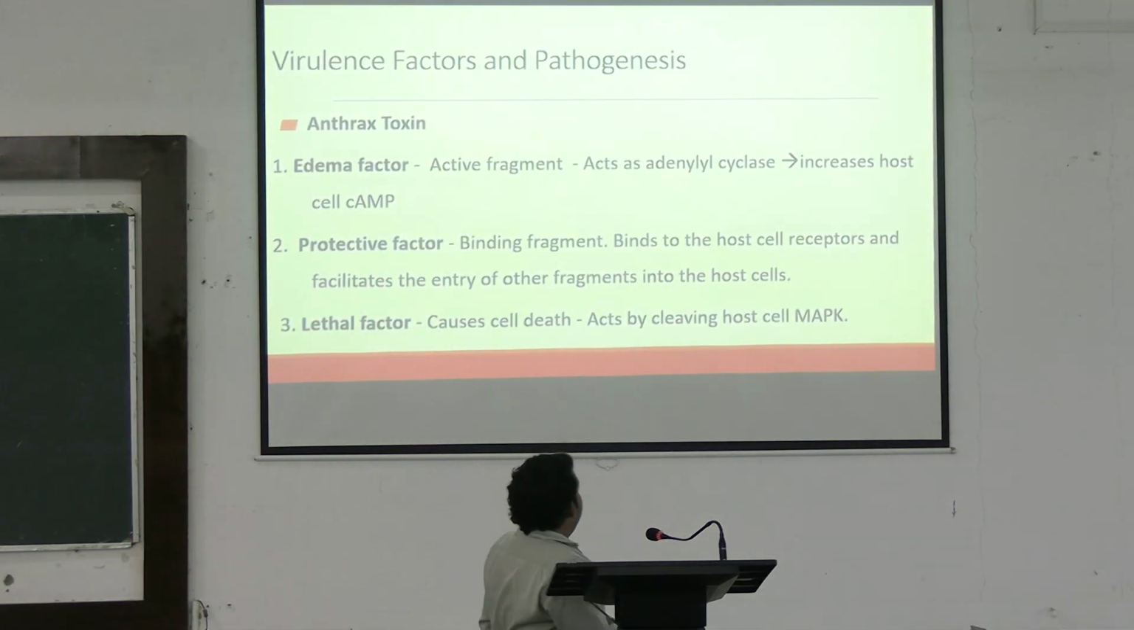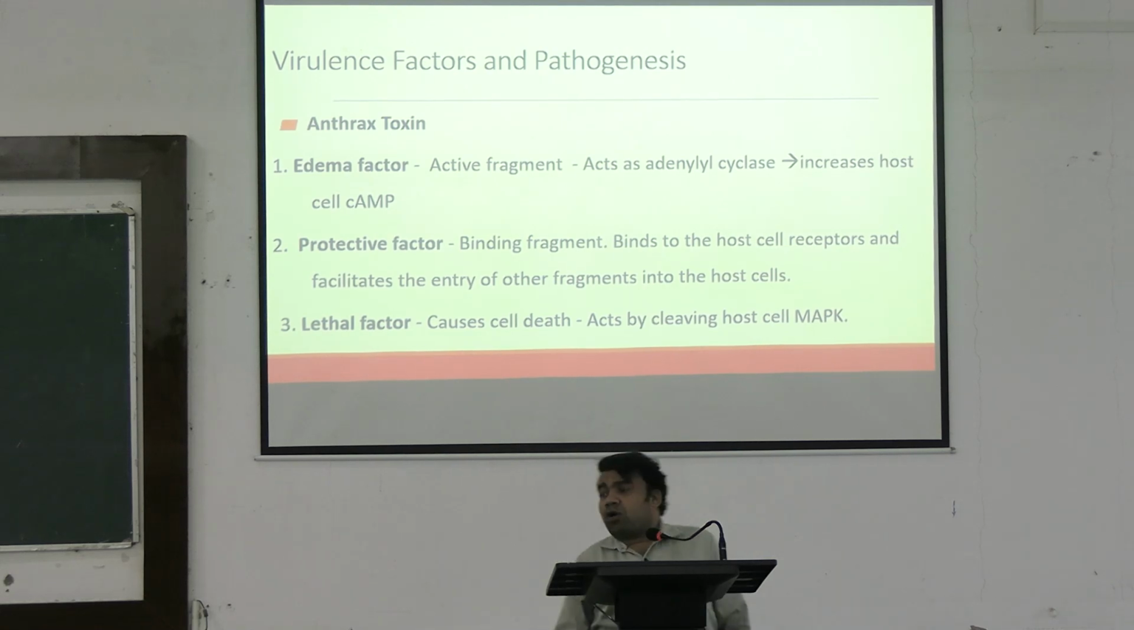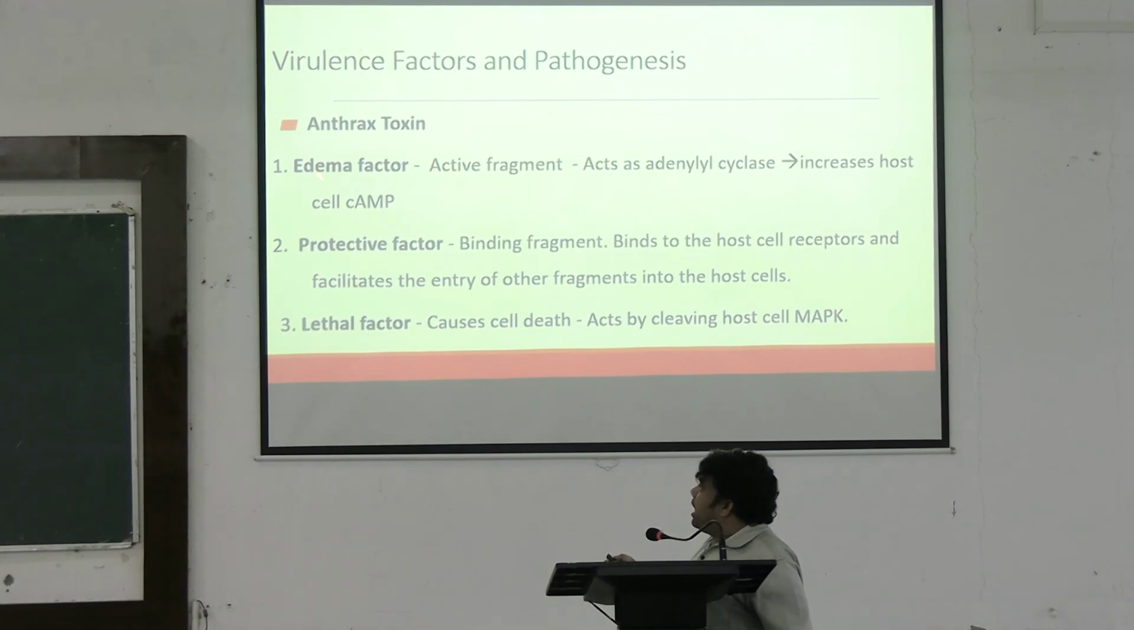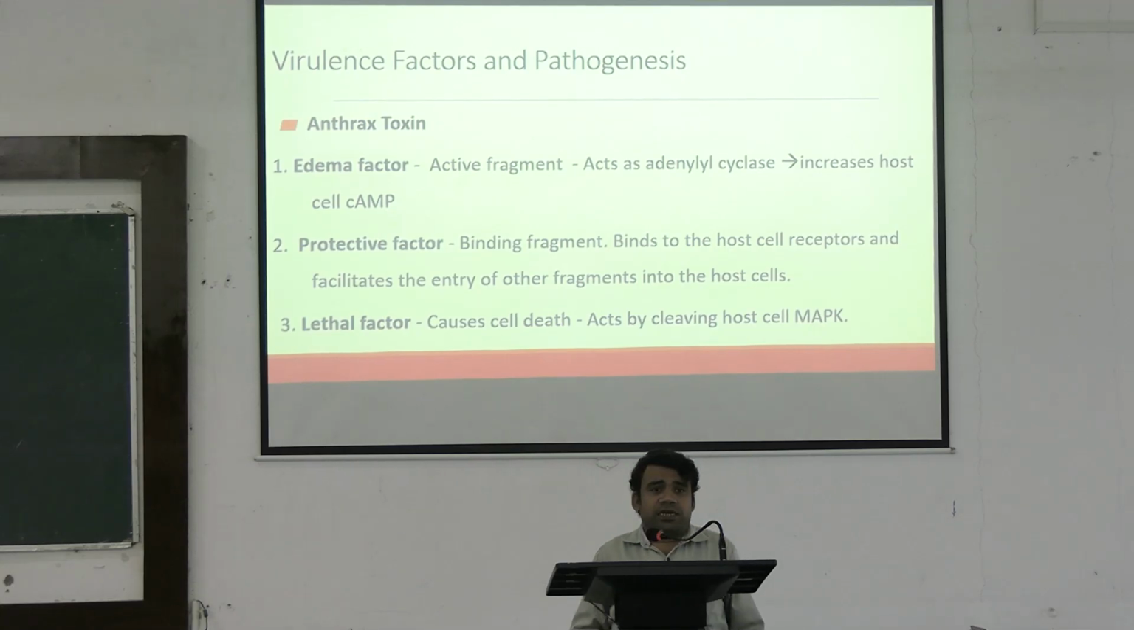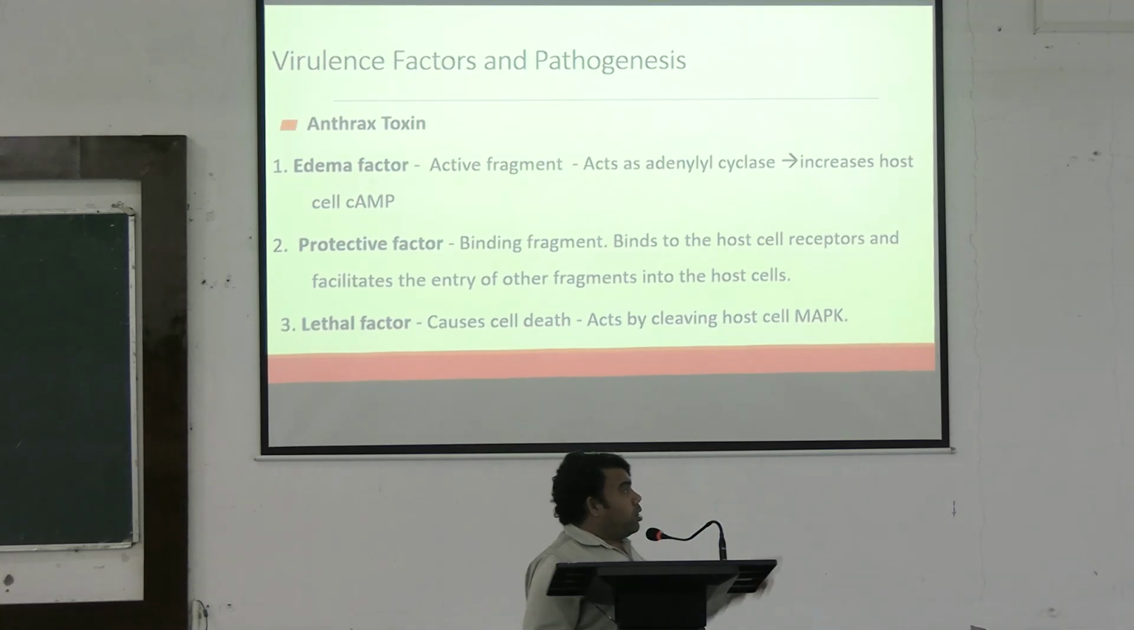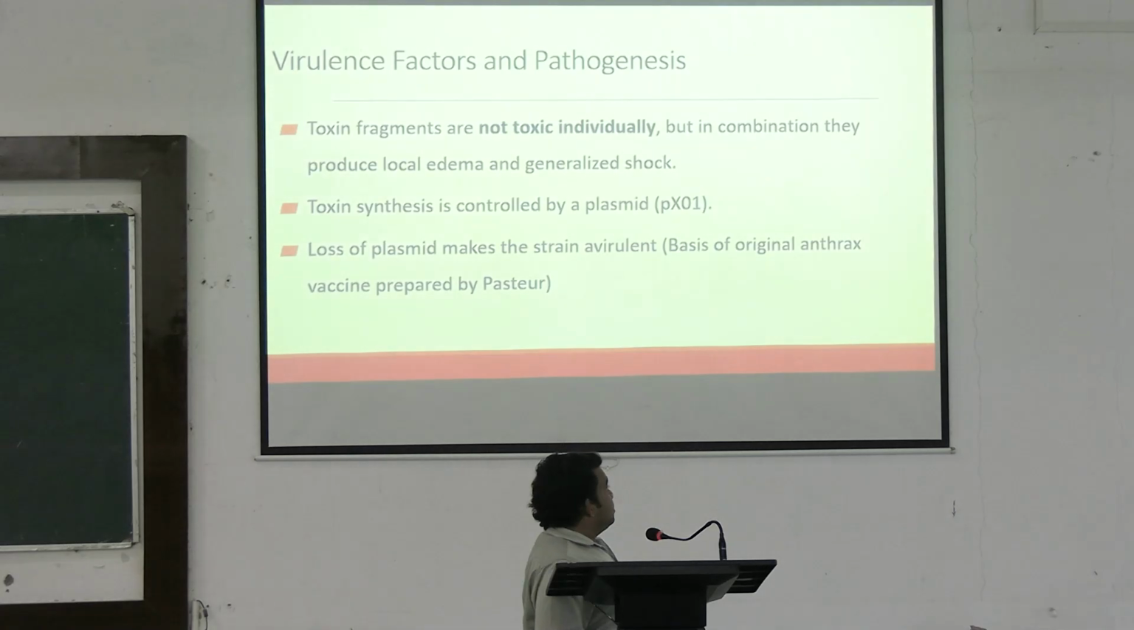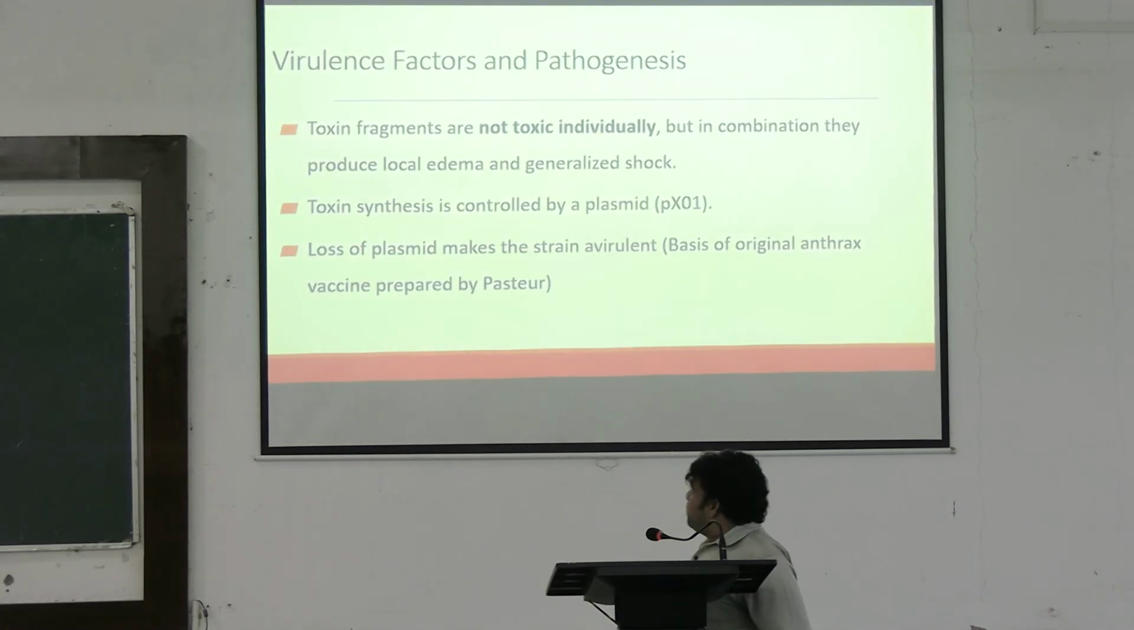Now, the mediation of the disease is by a toxin that is produced by this bacteria. This is called anthrax toxin. The anthrax toxin has got three factors. One is called the edema factor, the other is the protective factor. What the edema factor does is increase the host cell's cyclic AMP. And finally, we have a lethal factor which leads to cell death. So, this is the main mode by which anthrax produces the disease manifestation.